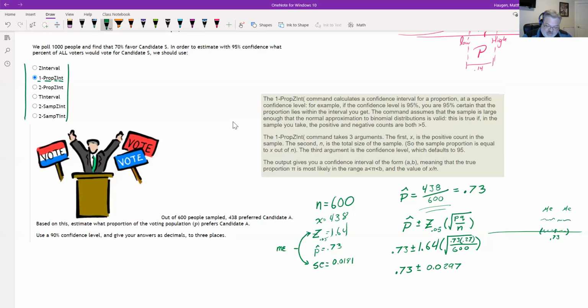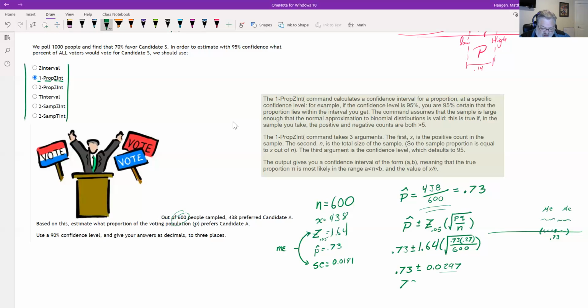Well, and again, keep in mind, this is our plus or minus. These are both essentially percentages. So at 600 people, being almost a plus or minus of 3% is very reasonable. 0.0297 is what you got? 0.297. I got 0.295. Oh, that must just be rounding.